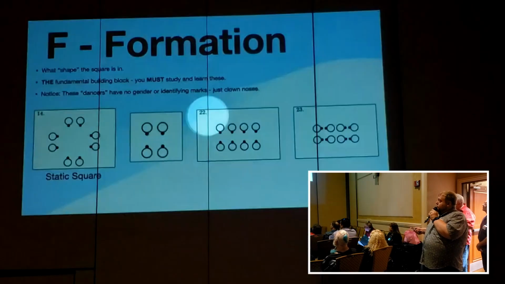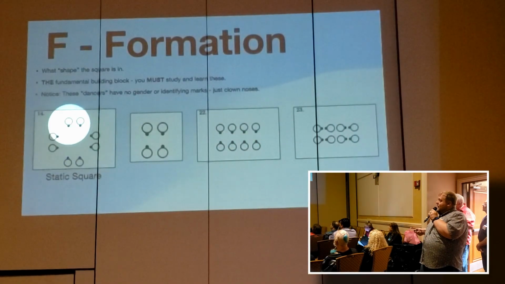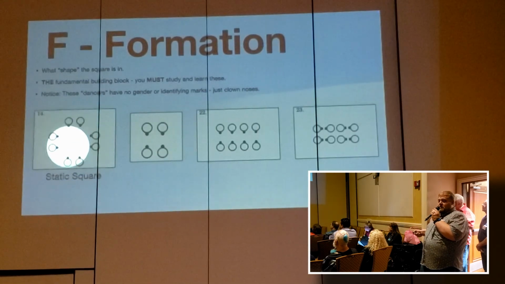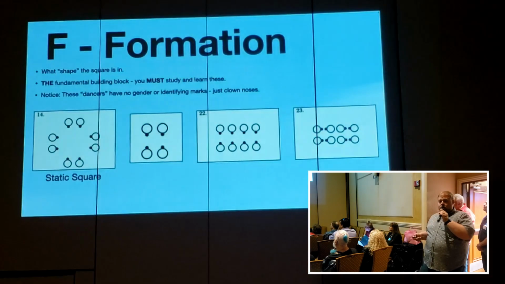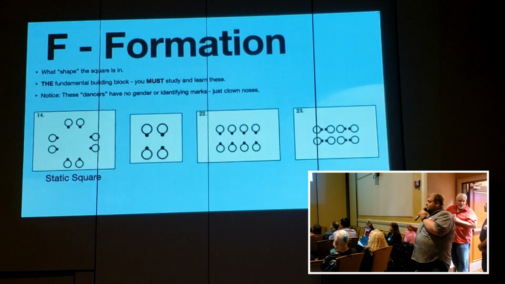One thing I want to point out here is when you look at our square, these dancers aren't circles and squares. They have no gender, they have no identity, they aren't fat, big, tall, small. All they have are clown noses, pointing out which direction they're facing. So we know this is a static square.